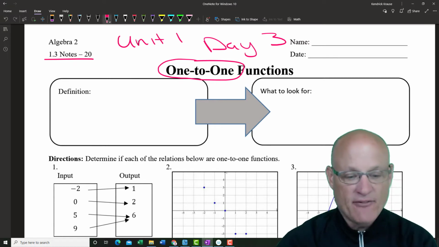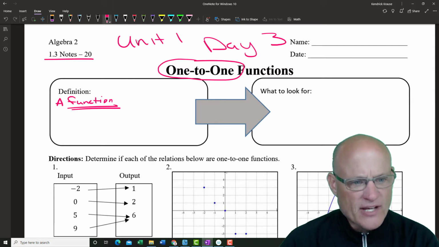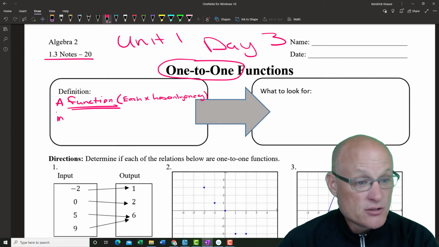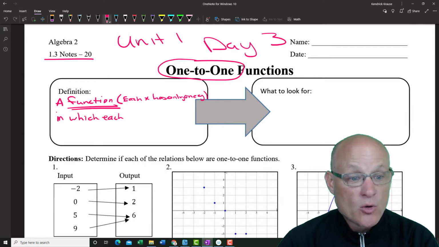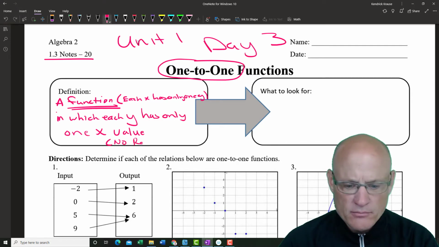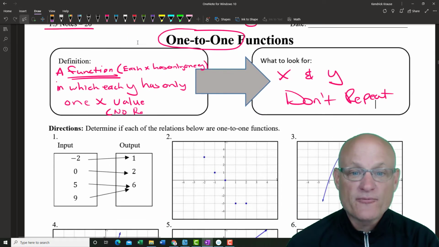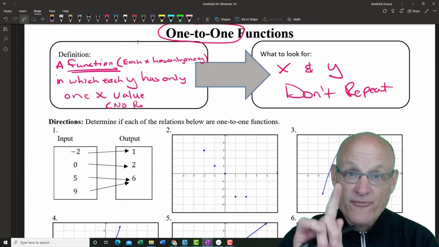Okay, so the definition of a one-to-one function is a function. So first and foremost, it must be a function. And remember, the idea of a function is each x has only one y. So it's a function in which each y has only one x value. So no repeat. We're looking for x's and y's that don't repeat. We're looking for the fact that we have no repeating x values and no repeating y values. But first it must be a function.